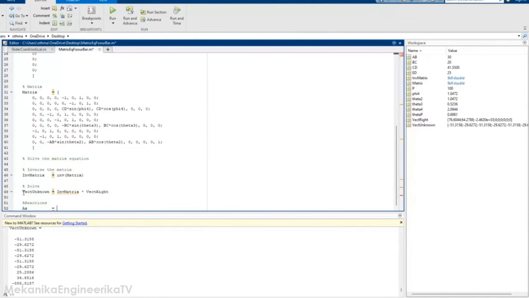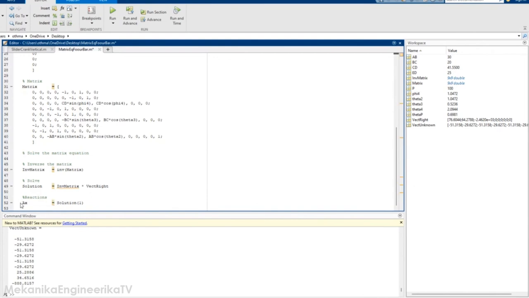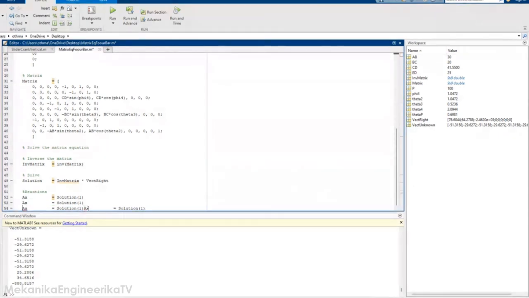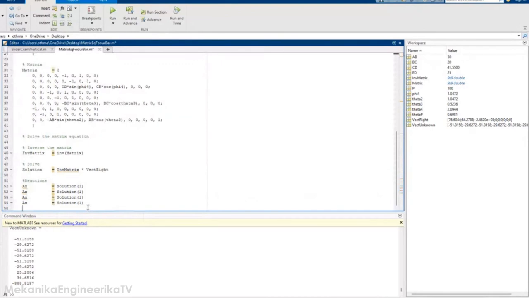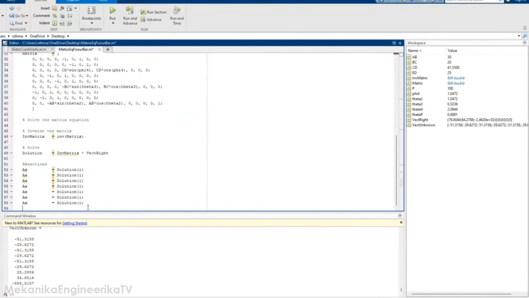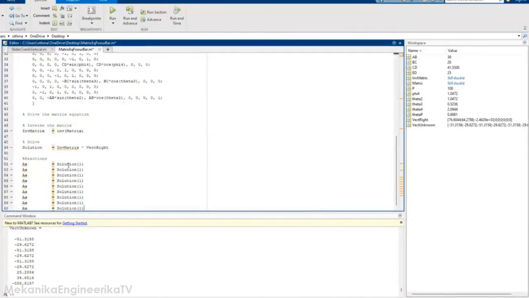So the vector, let's tell him that this is the solution, okay? I will name it solution better. So the first element of solution corresponds to AX. The second element corresponds to AY and so on. The first element corresponds to AX. The second element corresponds to AY. Third element corresponds to bx. Number four corresponds to by.